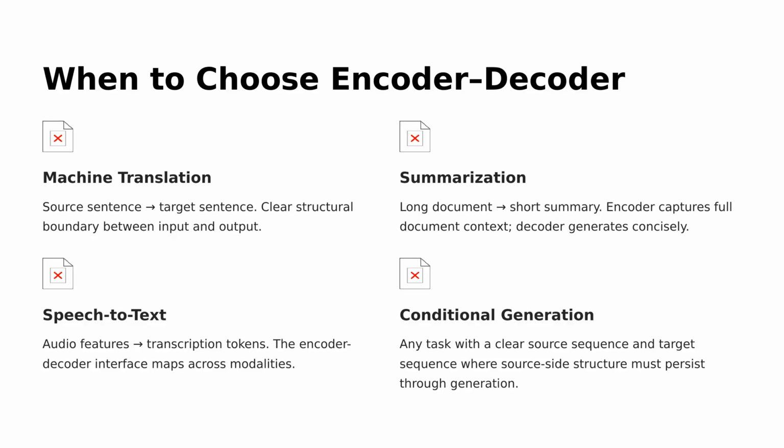Choose an encoder-decoder model when there's a clear mapping from an input sequence to a different output sequence. Classic examples include machine translation, where a source sentence becomes a target sentence, and summarization, where a long document is compressed into a short summary. It's also a strong fit for speech-to-text, since the encoder handles audio features and the decoder produces words. More generally, it works well whenever source structure needs to guide generation.